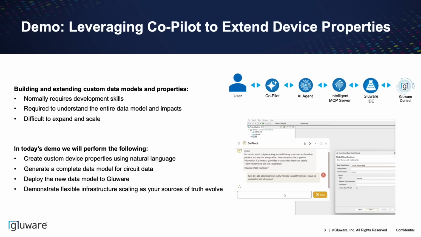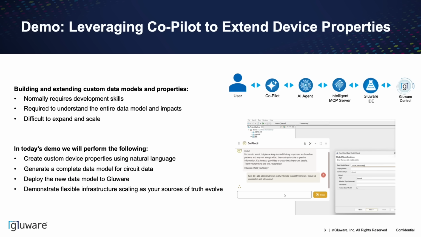Here's a scenario every network automation team faces. Your business needs evolve. You need to track new information about your devices, maybe circuit IDs, contract information, site contacts, but building and extending custom data models is a serious pain point. Traditionally, this requires development skills. You need to understand the entire data model, predict downstream impacts, write the code, test it, deploy it, and as your needs grow, scaling these customizations becomes increasingly difficult. It's the kind of task that ends up in a backlog for months.